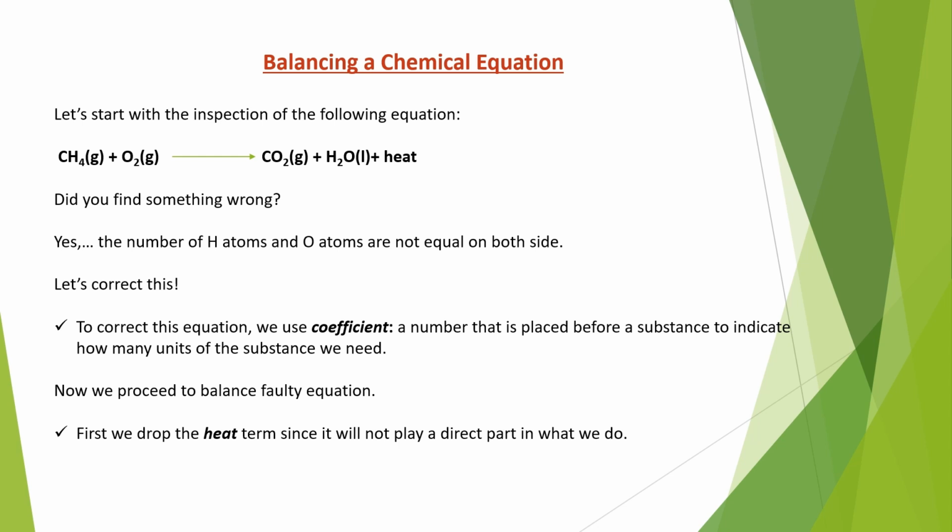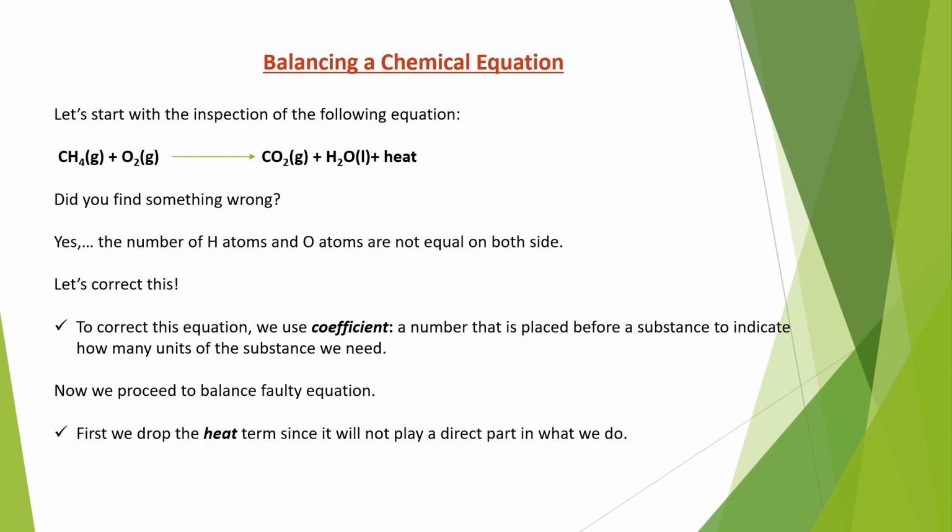Balancing a chemical equation. Let's start with the inspection of the following equation: CH4 gas plus O2 gas, arrow, CO2 gas plus H2O liquid plus heat. Did you find something wrong? Yes, the numbers of hydrogen atoms and oxygen atoms are not equal on both sides. To correct this equation, we use a coefficient, a number that is placed before a substance to indicate how many units of the substance we need.